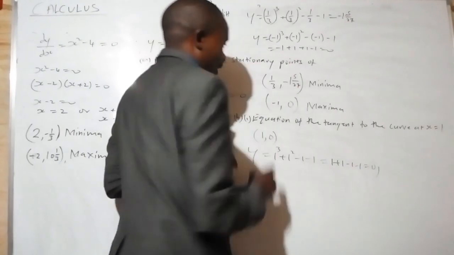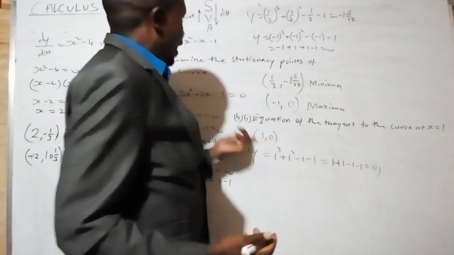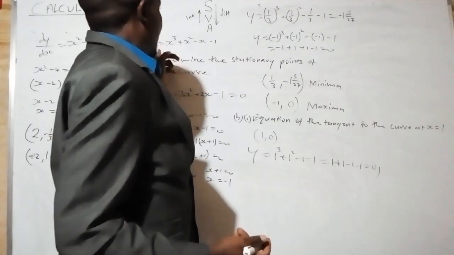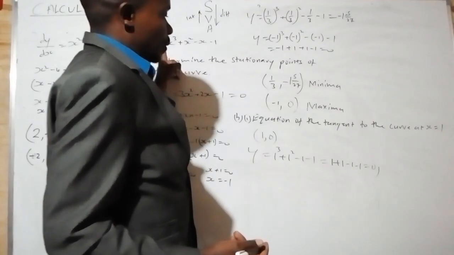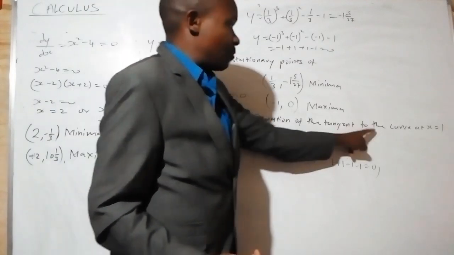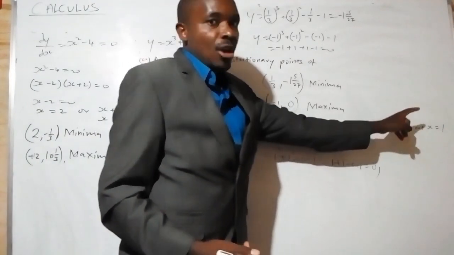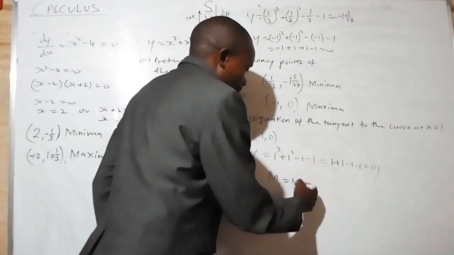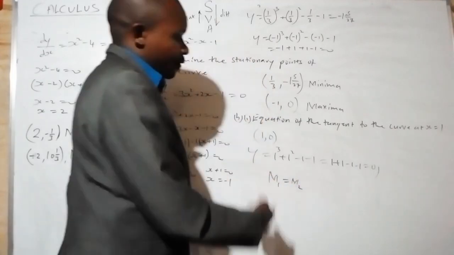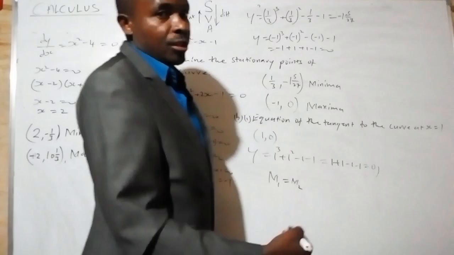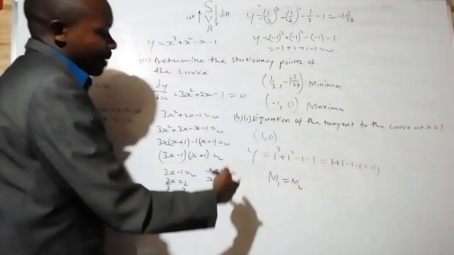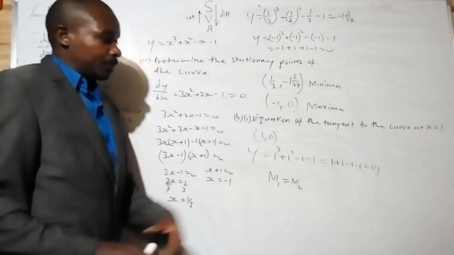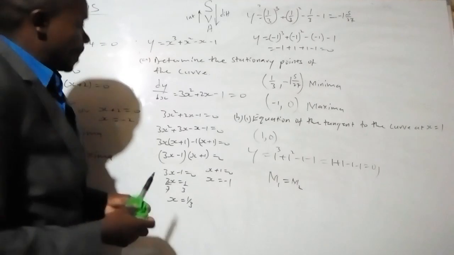Then next you get the gradient of this curve. The gradient of this curve is supposed to be equal to the gradient of the tangent to the curve at x is equal to 1. It's like m1 will be equal to m2, or the gradient of equation 1 will be equal to the gradient of equation 2.